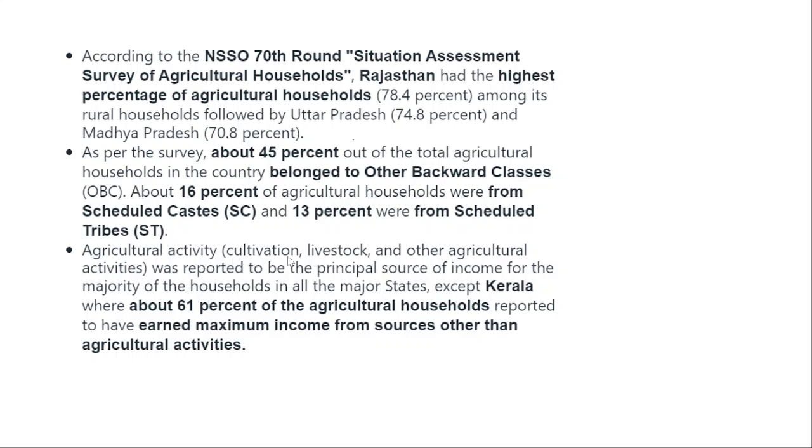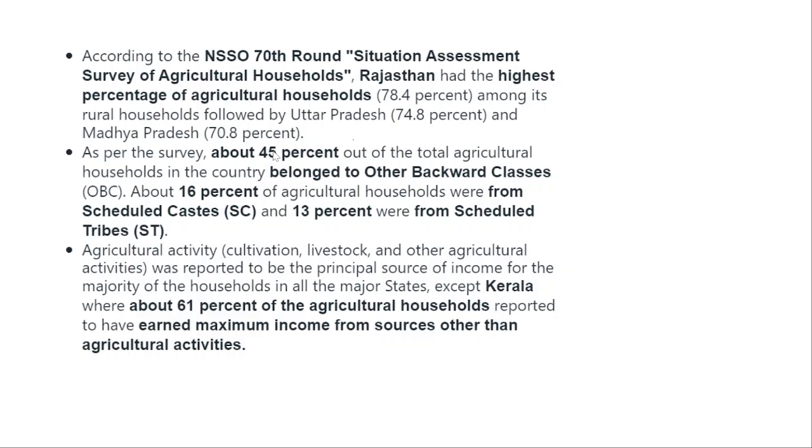Agricultural activity, that is cultivation, livestock, other agricultural activities like sericulture, apiculture, horticulture, is reported to be the principal source of income for the majority of households in all the major states except Kerala, where 61% of the agricultural households reported earning maximum income from sources other than agricultural activities. So out of 100 people doing agriculture, 61 say they get income from other sources. They are probably in the resort business; in Kerala, the tourism industry is very prominent. Everybody has homestays, small resorts, small hotels. So even among agricultural households, 61% get income from other activities. That is one unique thing about Kerala. Remember 45, 16, 13, and Rajasthan.